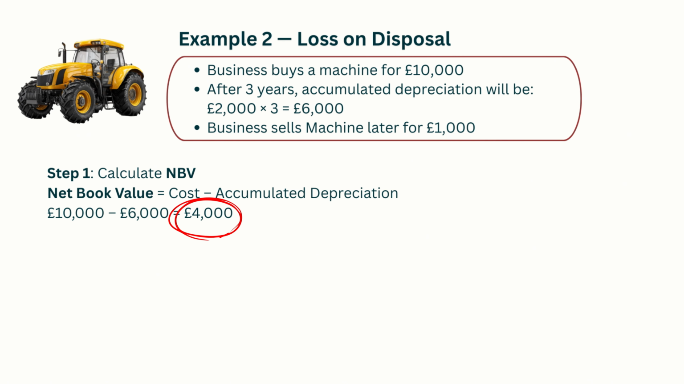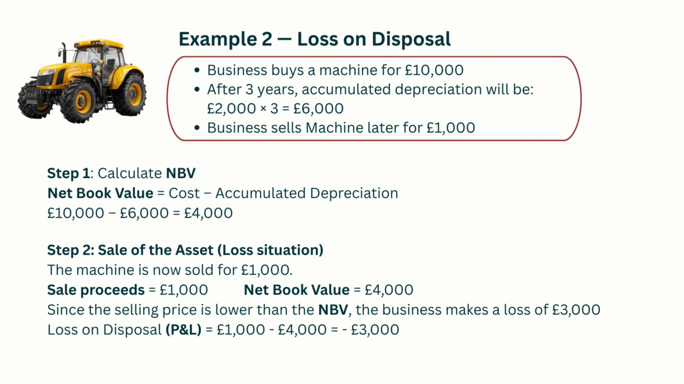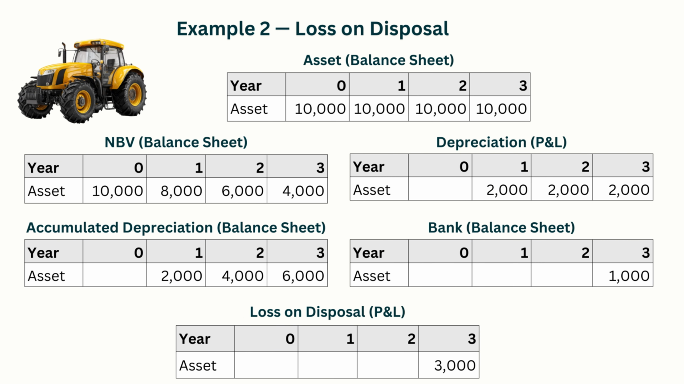First, we calculate the net book value. Next, we compare sale proceeds with net book value. The asset is sold for £1,000. The net book value is £4,000. Because the sale proceeds are less than the net book value, the business makes a loss. The loss is £3,000.